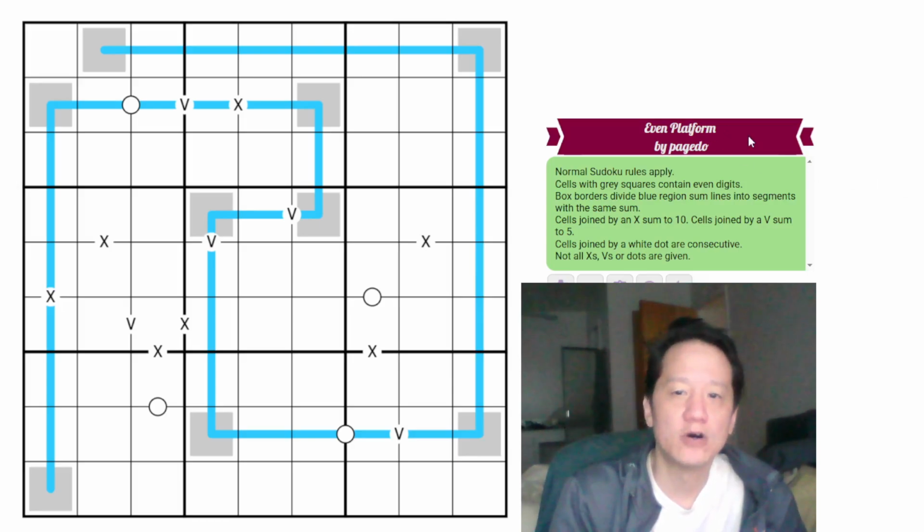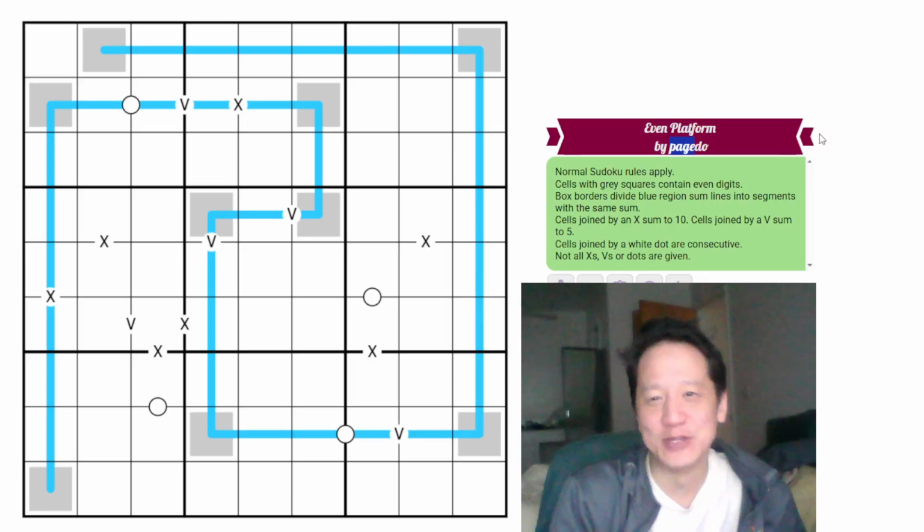And here are the rules, or Pagado. I'm not sure if it's Page or Pagado. I don't know. It's one of those, maybe. Could be some other pronunciation too. Anyways, here are the rules.